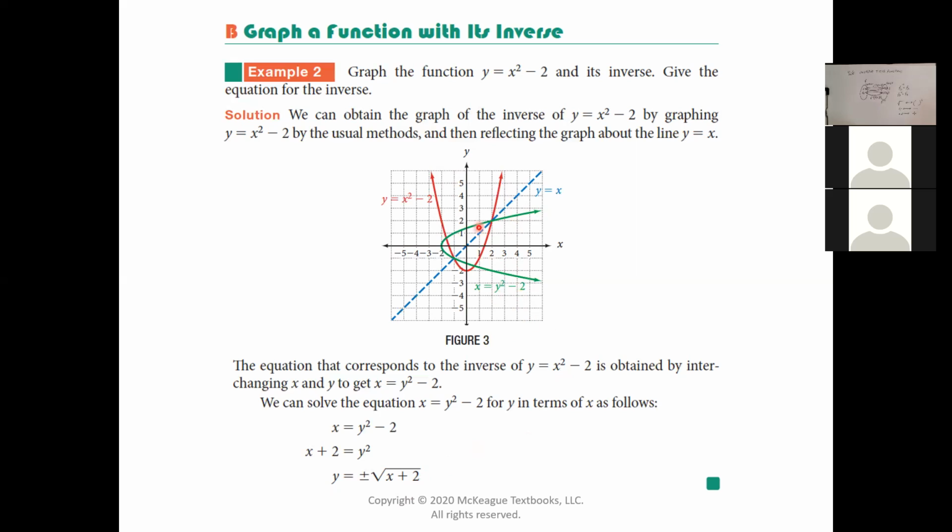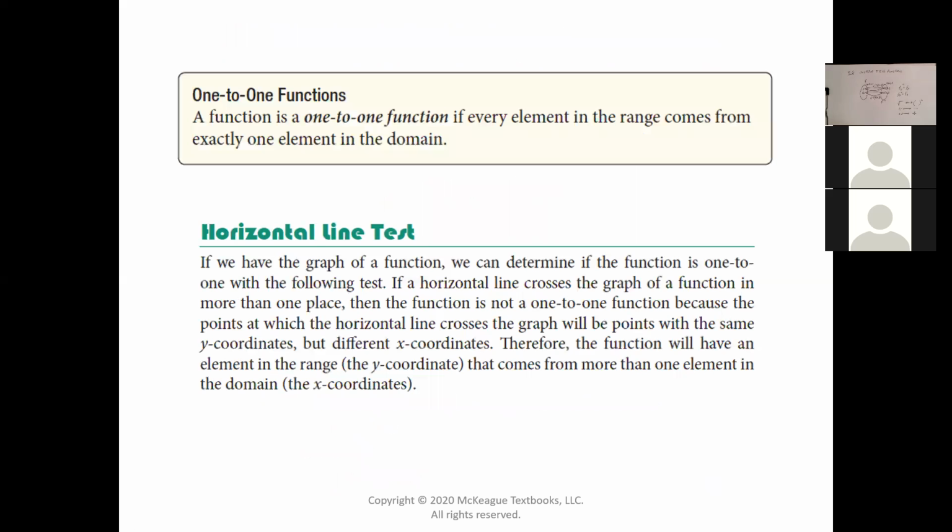So what we would have to do with the domain of the original quadratic function y equals x squared minus 2 is restrict its domain to force it to be a one-to-one function so that its inverse will itself be a function and also be one-to-one. All right, we'll show you how to do that. All right, so this basically is alluding to what it means for a function to be a one-to-one function.